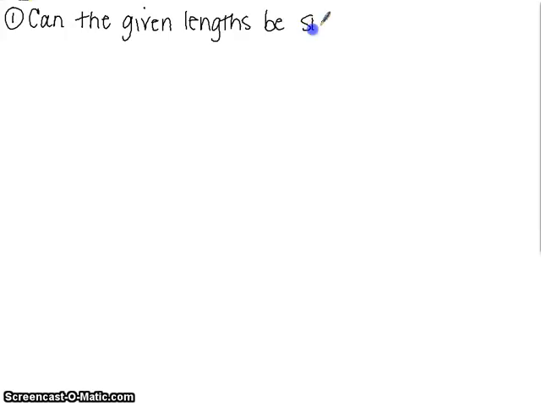So let me show you what it's going to look like as far as examples. So here's the first one. It'll say something like, can the given lengths be sides of a triangle, or something like that. And then it'll give you some lengths. So we'll use easy numbers. How about 1, 2, and 3?